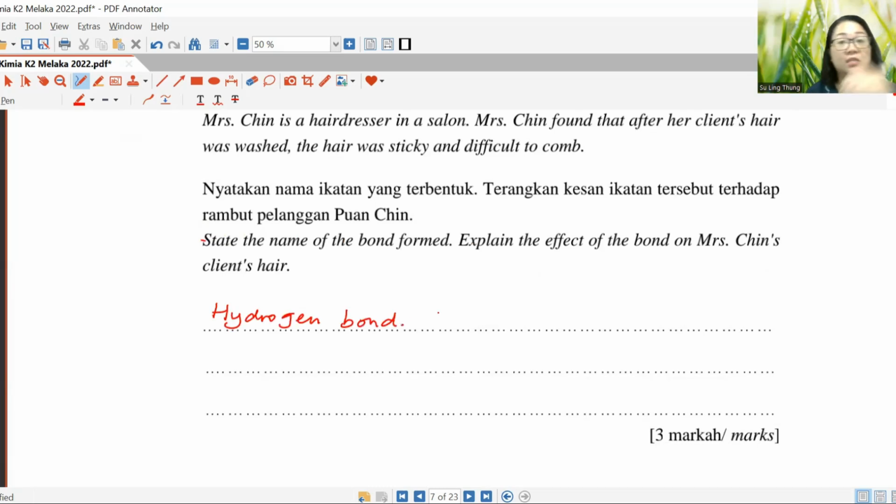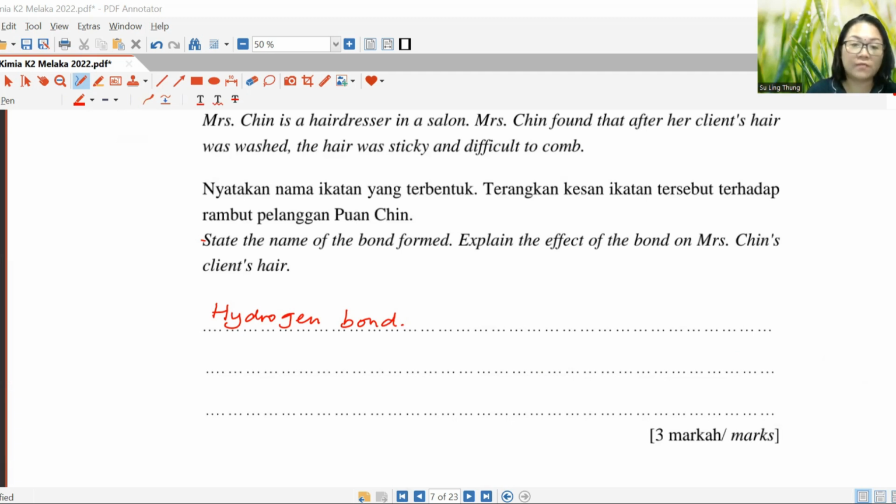Basically on the application of hydrogen bond in our daily life. Okay, now explain the effect of the bond on Mrs. Chin's client's hair. So how are you going to explain? Firstly, you have to explain when the hair is wet, protein molecules form hydrogen bonds with water molecules.